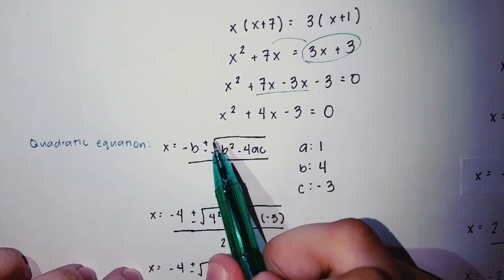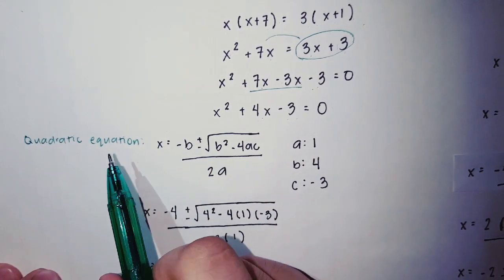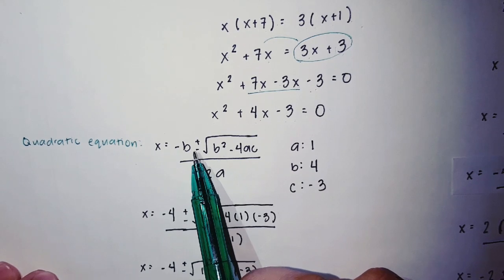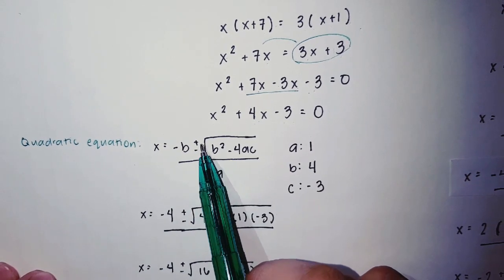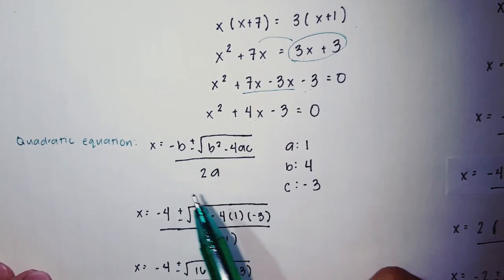As you can see, we can't factor this, that's why we are going to use the quadratic formula. The formula is x equals negative b, plus or minus the square root of b squared minus 4ac, all over 2a.